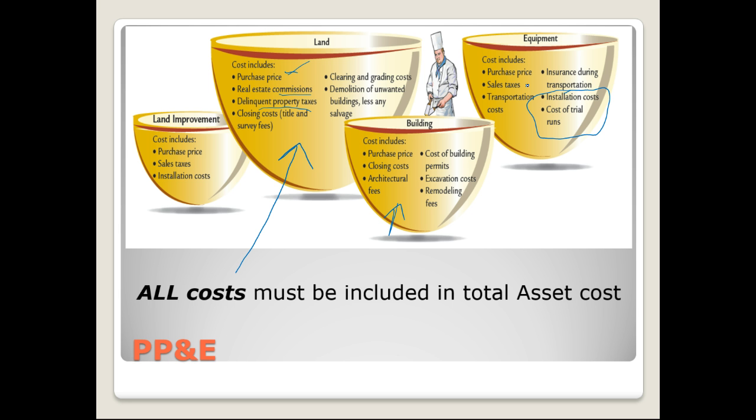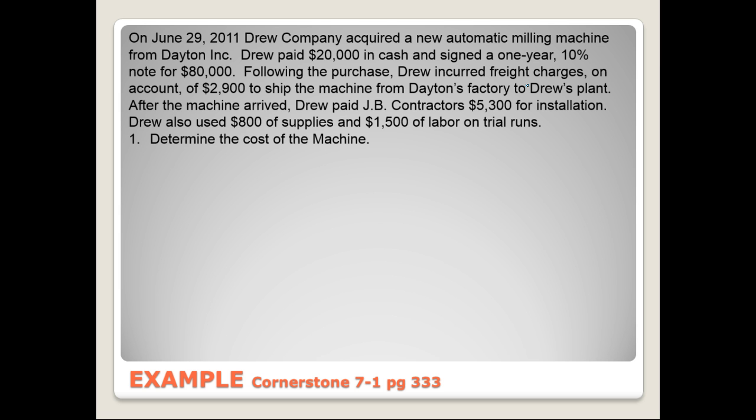So once again, all the costs would be included in the total asset cost. So let's try an example. You've got a company here called Drew Company. Read about the new automatic milling machine they just purchased.